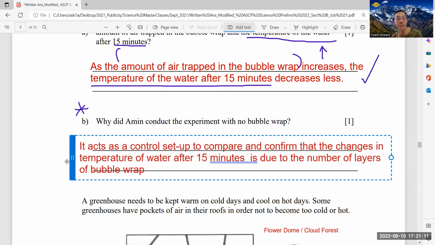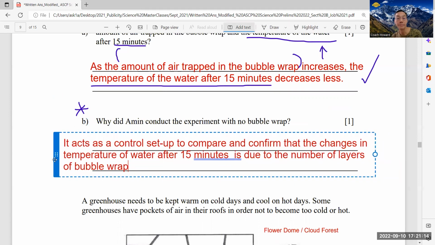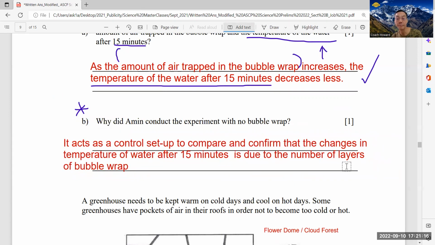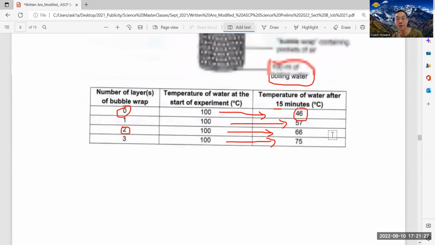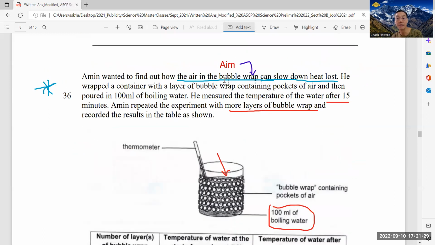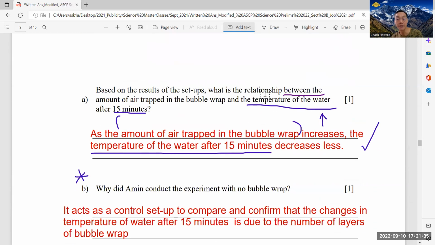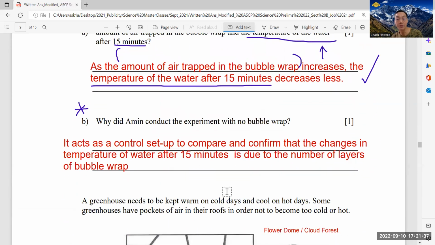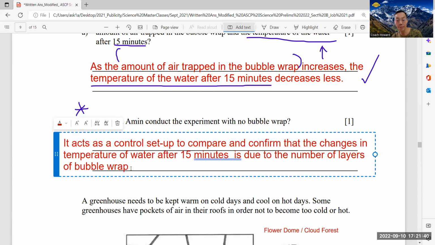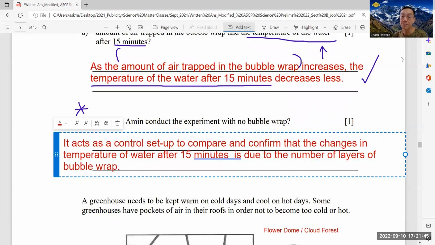Okay, it acts as a control setup to compare and confirm that the changes in temperature of water after 15 minutes is due to the number of layers of bubble wrap. Okay, can you see the question here? The air in the, how much air? So you can either say due to the number of layers of bubble wrap, or due to the amount of air trapped in the bubble wrap. Means more layers means more air. So you take note of this part. Important things to take note.